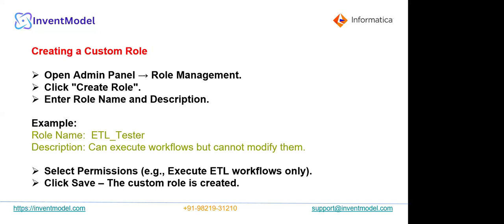How to create a custom role? We can go to the administrator panel, and there is User Role. After opening User Role, there is an option Create Role. We click on this and give the name and description, and there is one more thing, services. We select what services we want to provide, for example, if we want to make an ETL tester. We can provide anything in the description, and select the permissions of what the user can execute. After selecting everything, we save it. So the custom role will be created. Now move to the next slide.